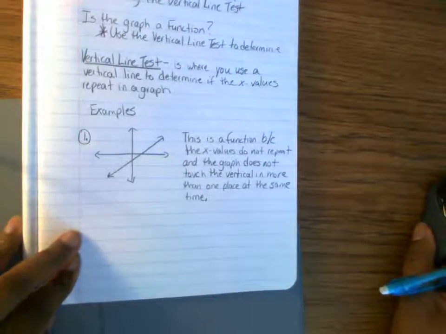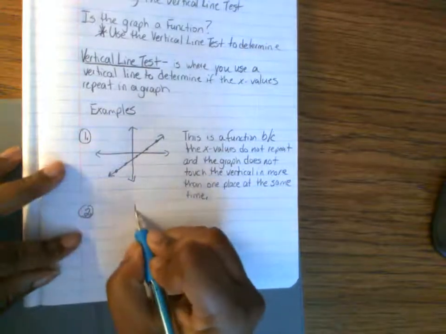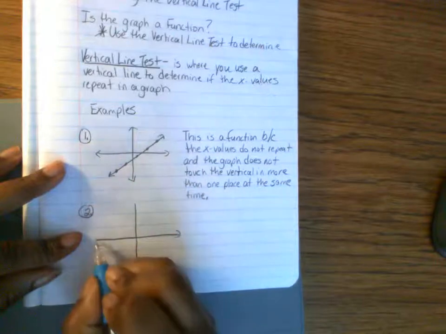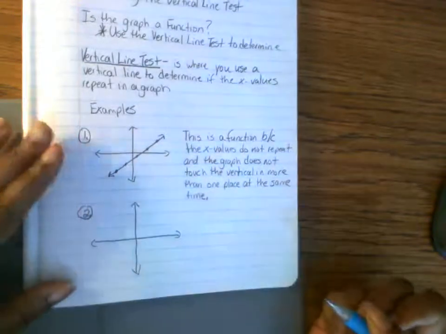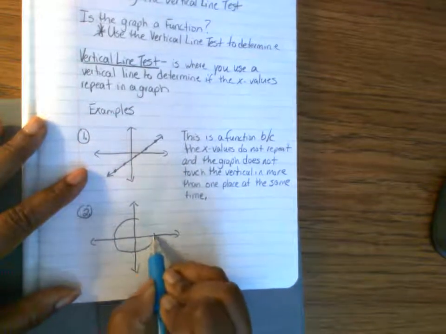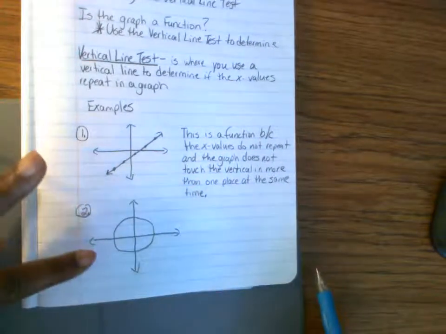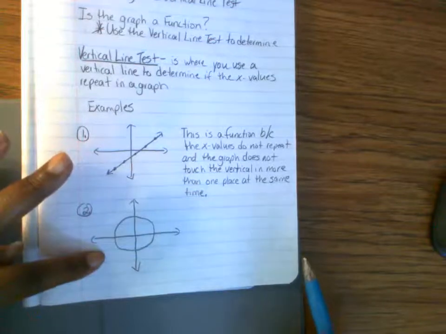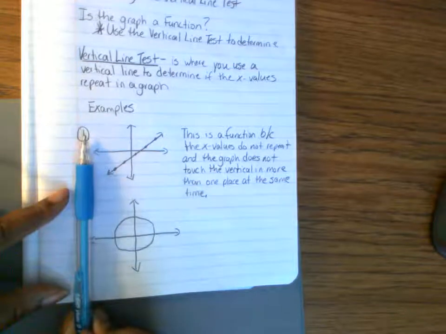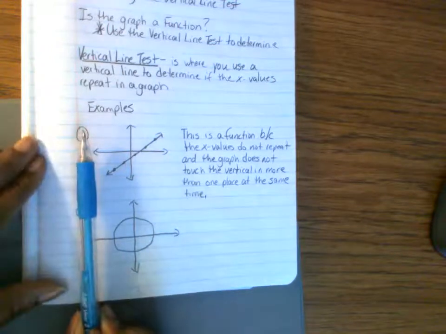Okay, number 2. Let's draw another graph. Okay, and let's do a circle. Now we're going to say if this is a function or not a function by using the vertical line test. Here, I'm going to take my pencil and move my vertical line across my graph from left to right.